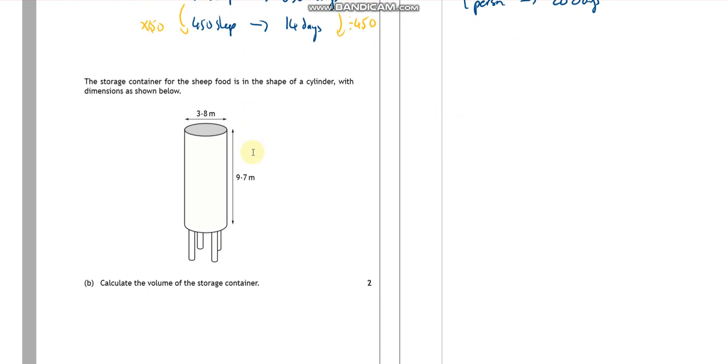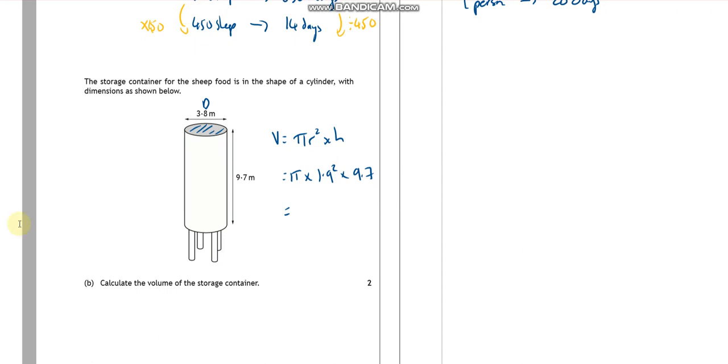And a volume question now. So we've got our cylinder. A cylinder is a special prism, our circular prism. You're given the volume of a prism. So it's going to be pi r squared, which is the area of the circle, multiplied by the height. So pi on your calculator. The radius is going to be half the diameter. Diameter goes from edge to edge, so it's half of this, so it's 1.9 squared, multiplied by your height, 9.7.